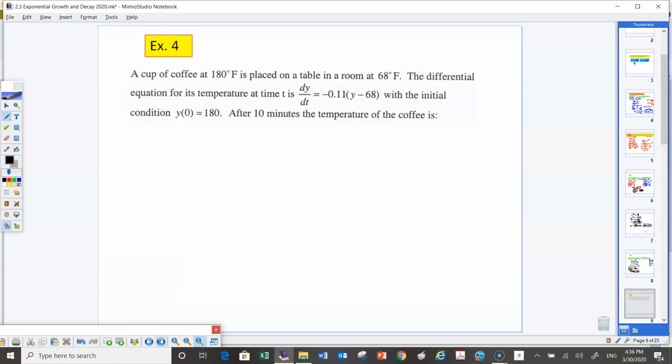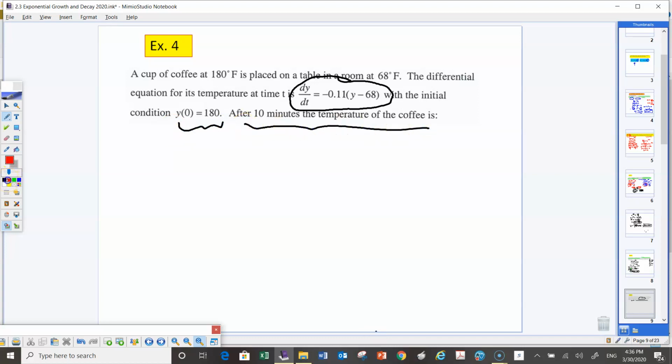Okay, this one here is slightly different because they give us a different differential equation. But again, we can use our separation of the variables here. So this question says a cup of coffee at 180 degrees Fahrenheit is placed on a table in a room at 68 degrees Fahrenheit. The differential equation for its temperature at time t is given by the following, with this initial condition. After 10 minutes, what is the temperature of the coffee? So that's what we're looking for in the end.